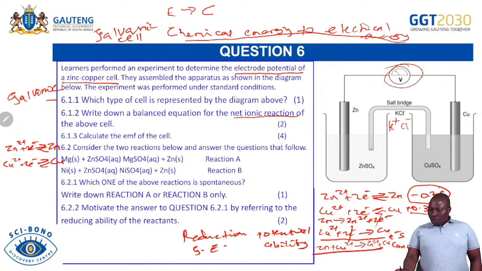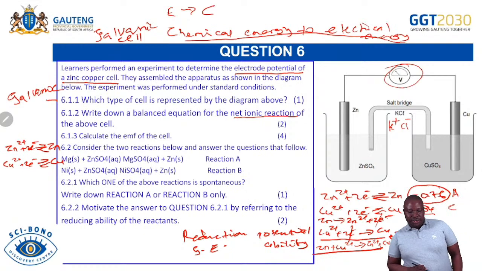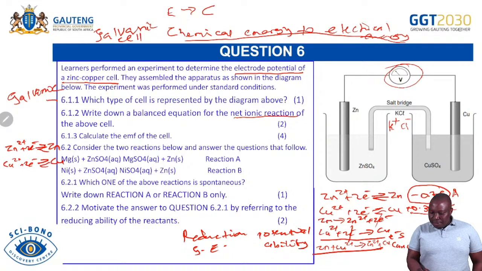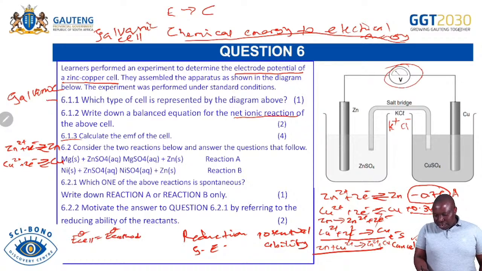Calculate EMF already. When you start, you have to know that the anode, that one with the lesser standard reduction potential, is your anode. The one with the higher standard reduction potential is your cathode. Now, for the EMF, for question 6.1.3, make sure that you are copying the formula as is given in the formula sheet. Please don't write your own formula. Use the one from the data sheet. Please just go and copy it.